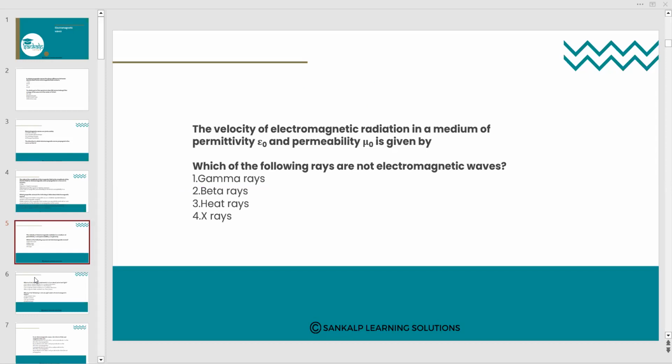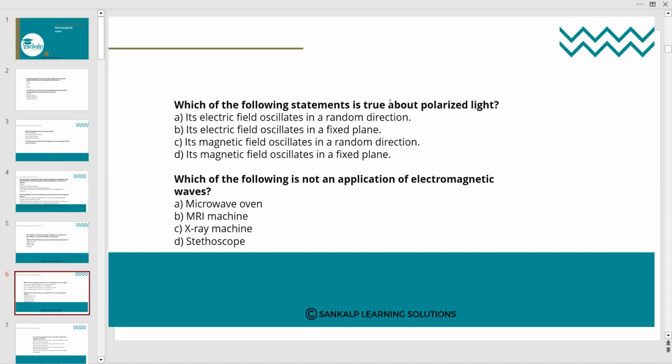The next question. Which of the following statements is true about polarized light? Option A, its electric field oscillates in a random direction. Option B, its electric field oscillates in a fixed plane. Option C, its magnetic field oscillates in a random direction. Option D, its magnetic field oscillates in a fixed plane. So what they are asking here is which of the following statements is true about polarized light.